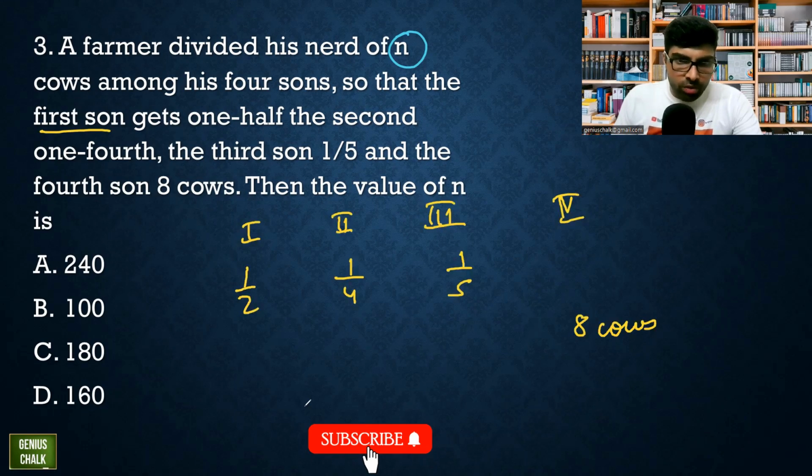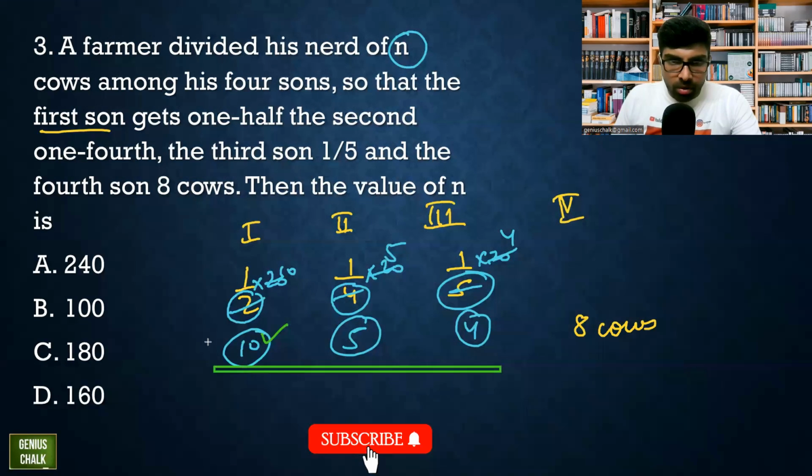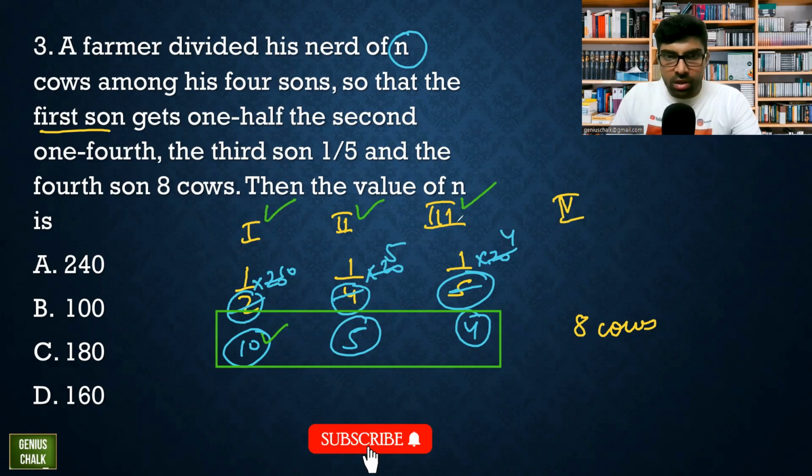So what we can do is first assume a number which is a multiple of 2, 4 and 5, the LCM. So 4 into 5, 20. Let's take the total as 20. So the first one is having 10 cows, the second one is having 5, the third one is having 4. What is the total now? We can check the total. 10 plus 5, 15, 15 plus 4, 19. That means the total cows among the 1st, 2nd and 3rd sons is 19.